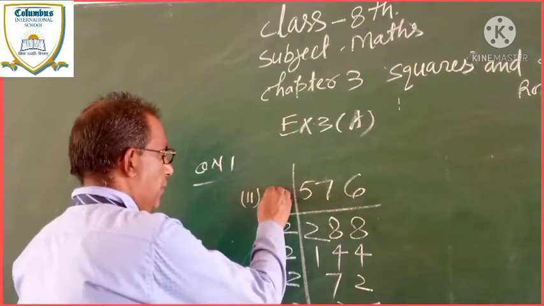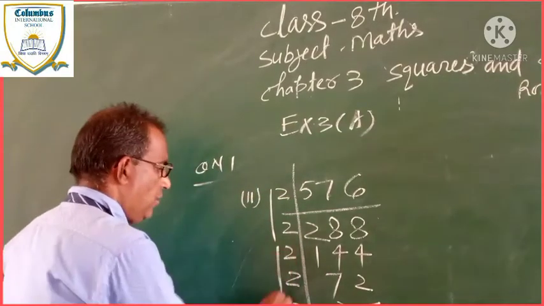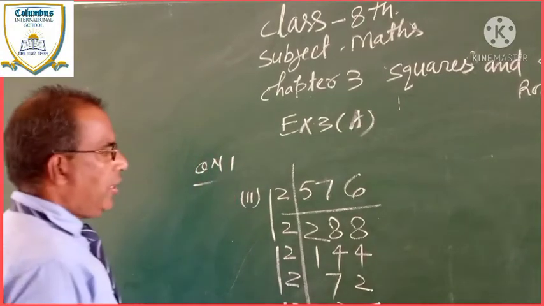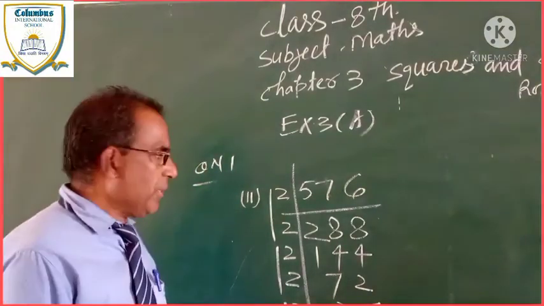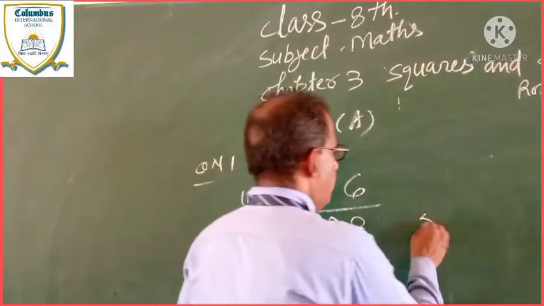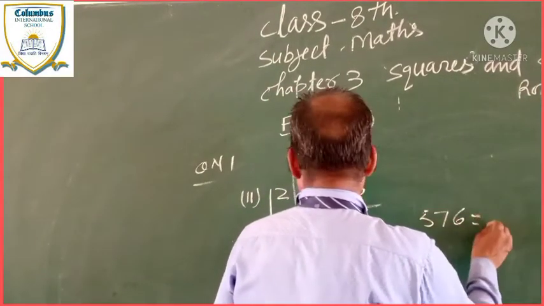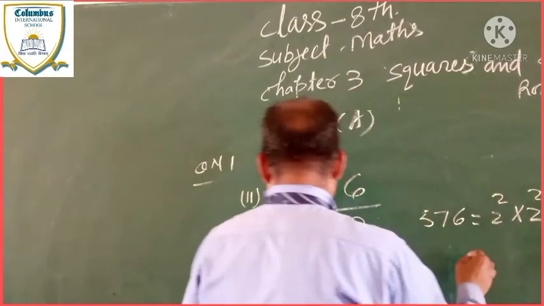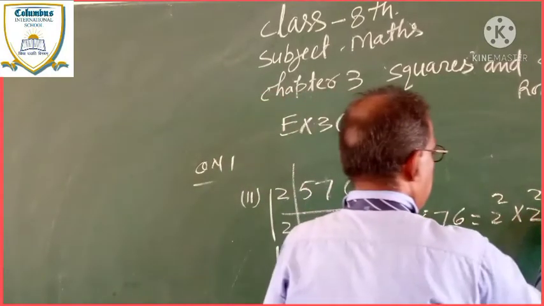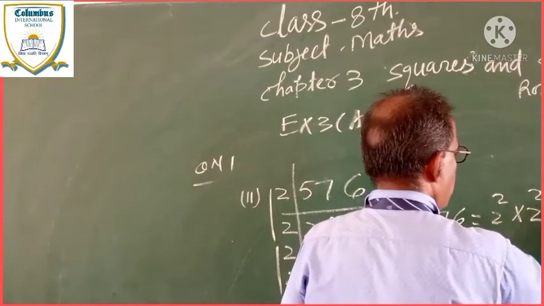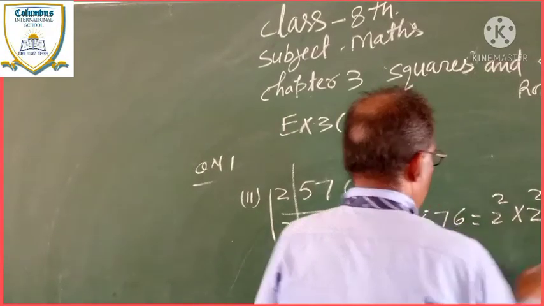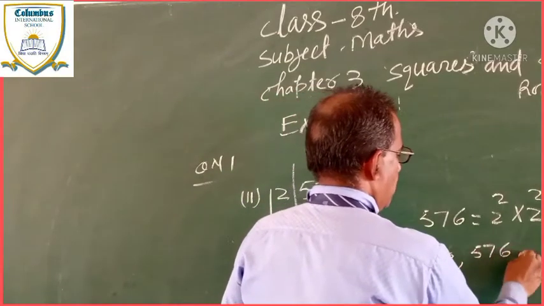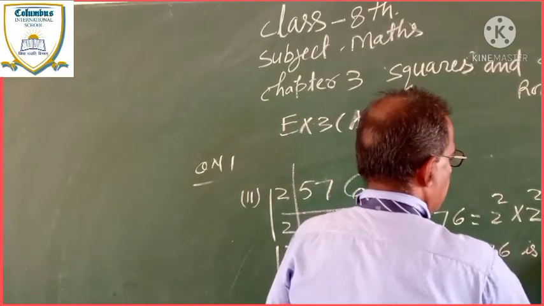So we shall make pairs. 2 square, this is a pair, this is also a pair, and this is also a pair. Hence 576 is also a perfect square. We can write 576 equals 2 square into 2 square into 2 square into 3 square. So 576 is a perfect square.